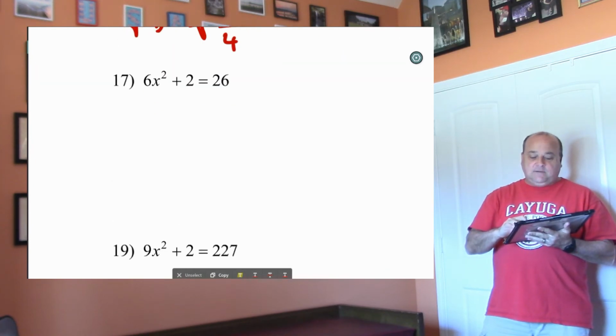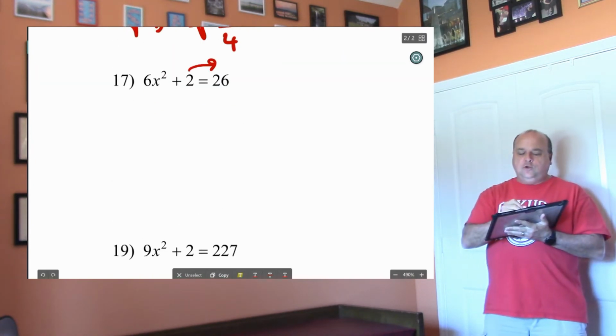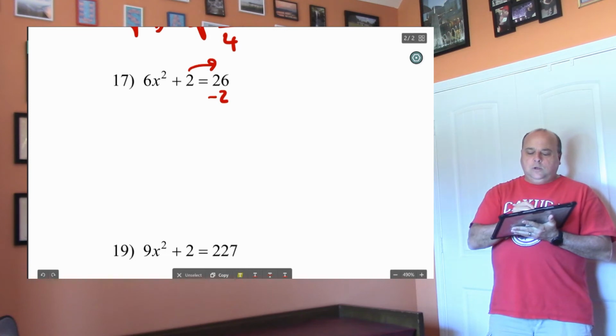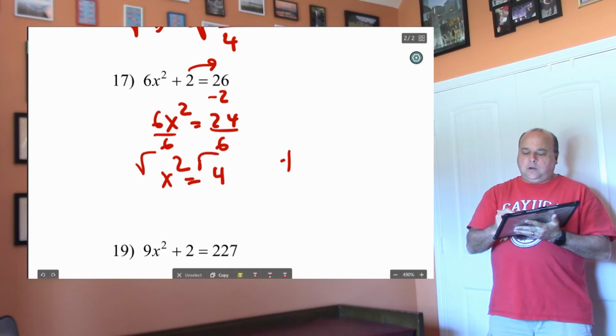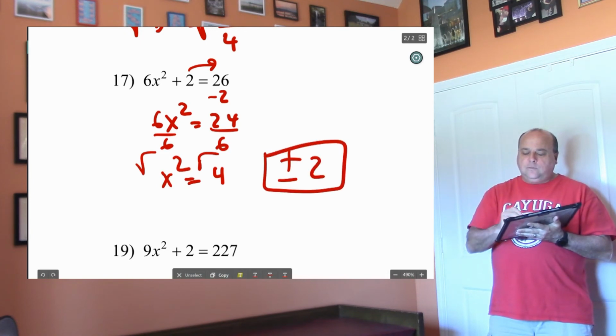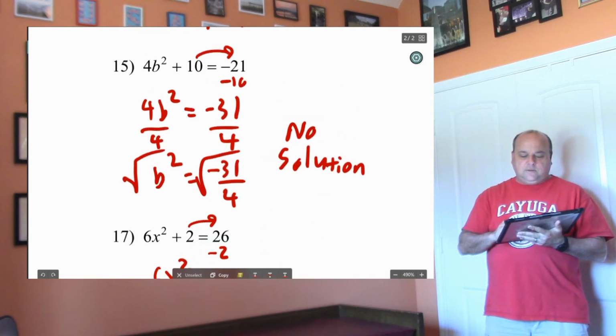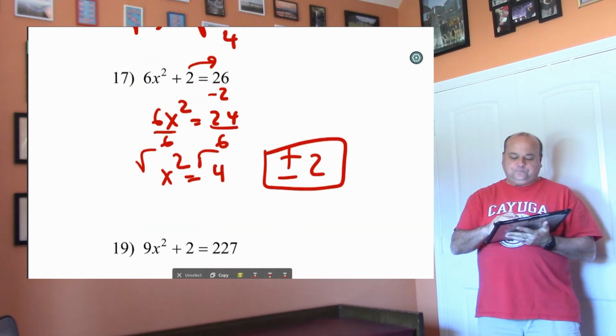And lastly, 17, we're going to move over the 2. Subtract 2. We'll get 6x squared equals 24. Divide by 6. We'll get x squared equals 4. Square root, square root. X is going to be plus or minus 2. Those will be the zeros. Make sure I did this one right. Yeah, it'll be a negative.